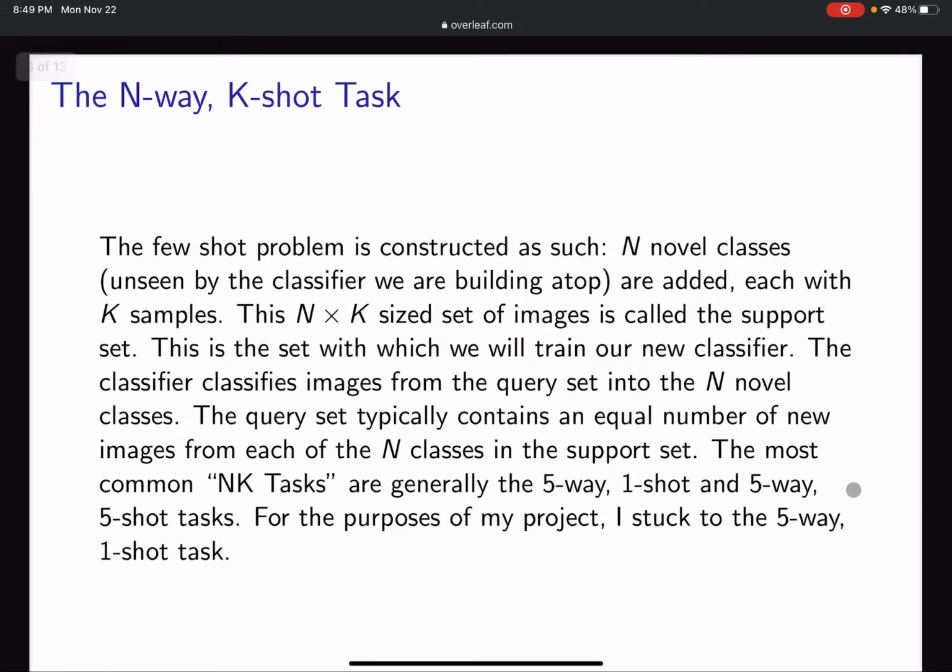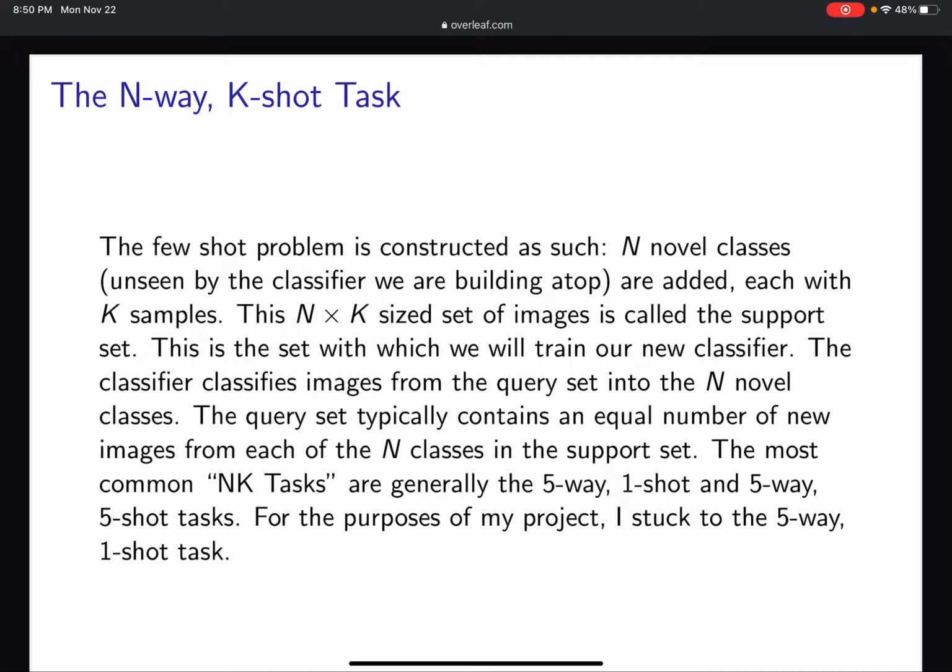The few-shot problem is constructed as such. N novel classes, unseen by the classifier we're building on top of, are added, each with k samples. This n times k set of labeled images is called the support set. This is the set on which we will train our new classifier. The classifier classifies images from the query set, which are unlabeled, into the n novel support classes.